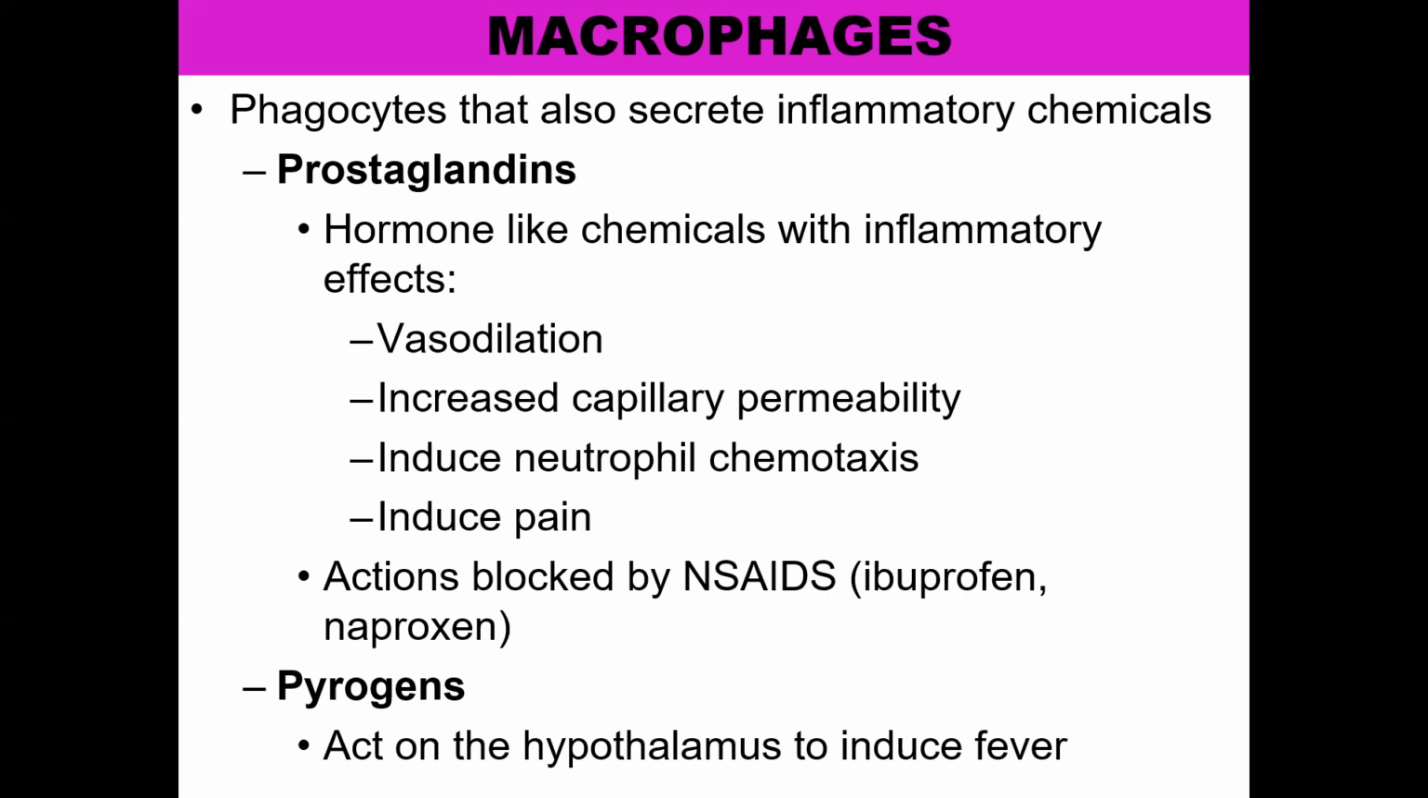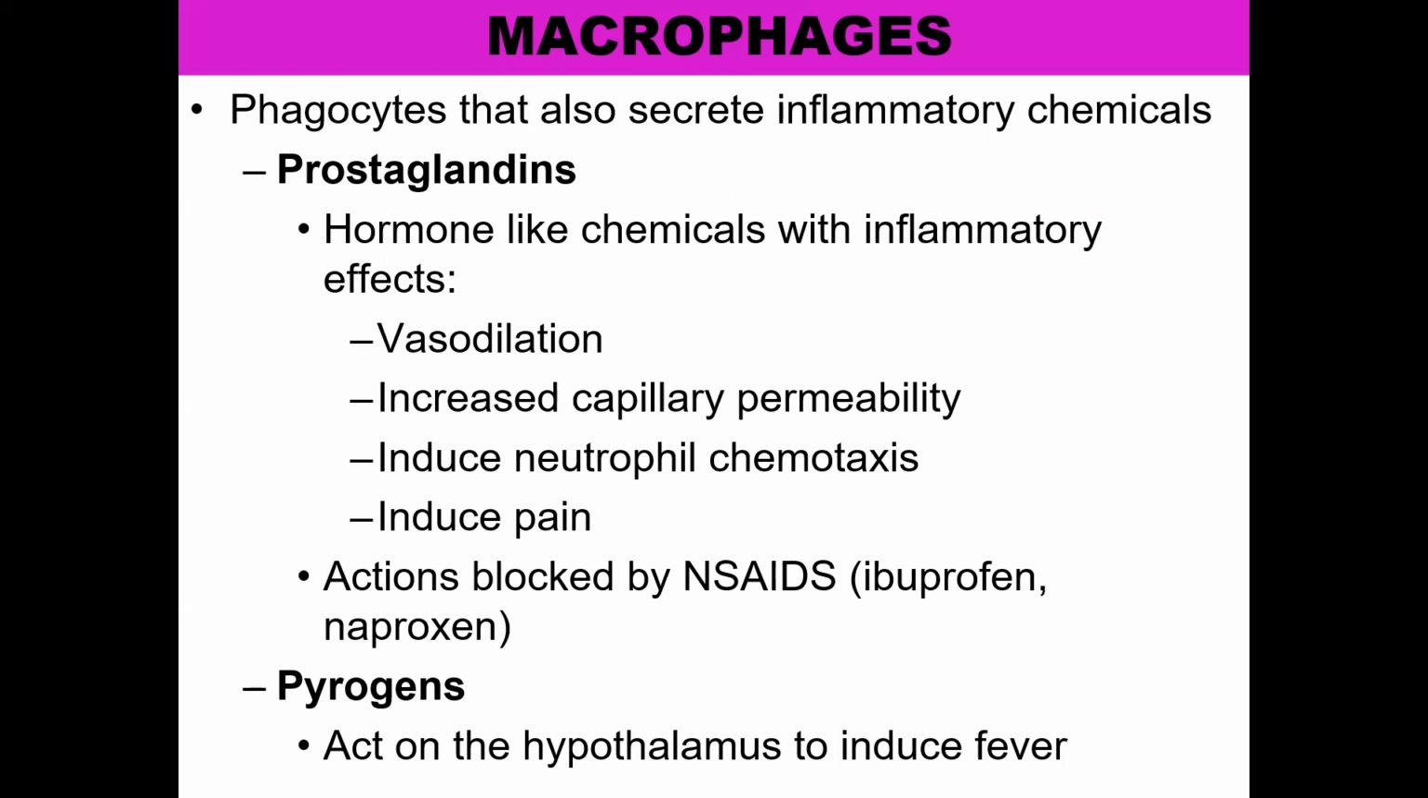Prostaglandins can also induce pain. And when we take NSAIDs, which are the non-steroidal anti-inflammatory drugs like ibuprofen, that's Motrin, and naproxen, which is like Aleve, they block the effects of prostaglandin. So they're going to block the vasodilation, they're going to block the pain.